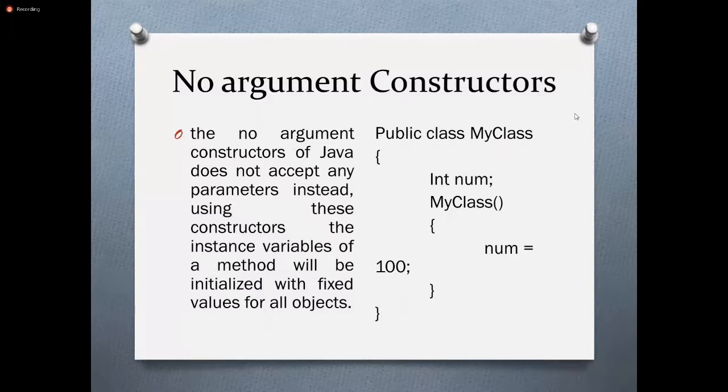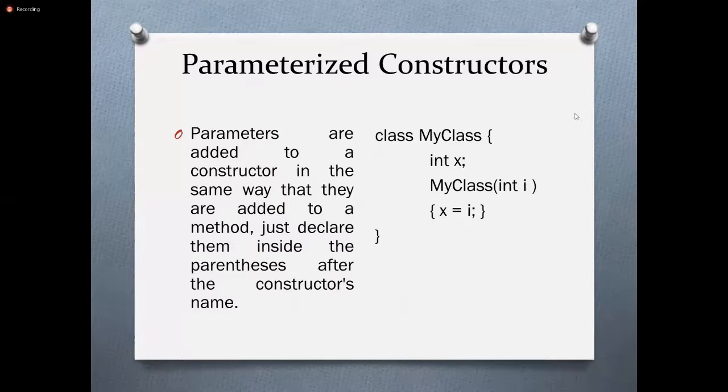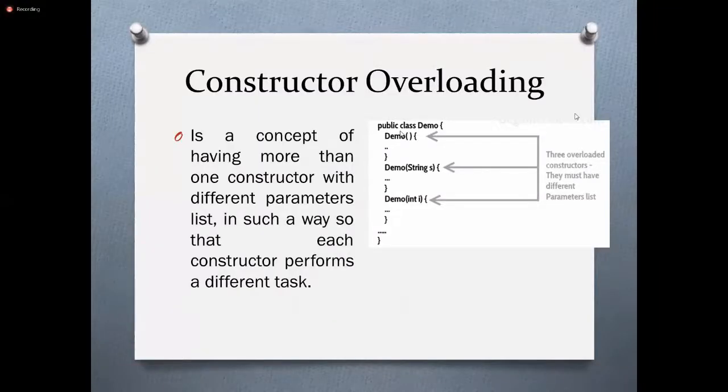That is constructor overloading. Already we have discussed method overloading, but now we are talking about constructor overloading. It is the concept of having more than one constructor with different parameter lists. All these constructors have been named with the class name Demo, but they have different parameters. First one is without parameters, second one has a string parameter, and the third one has an int parameter. That's how you can apply constructor overloading to a program.